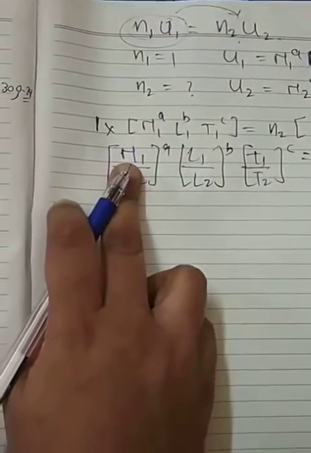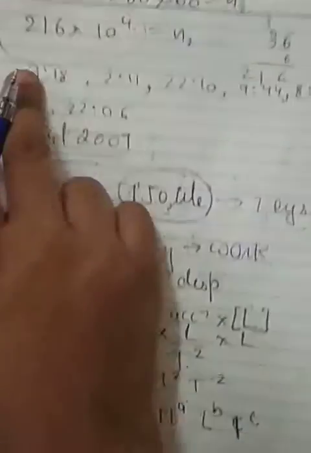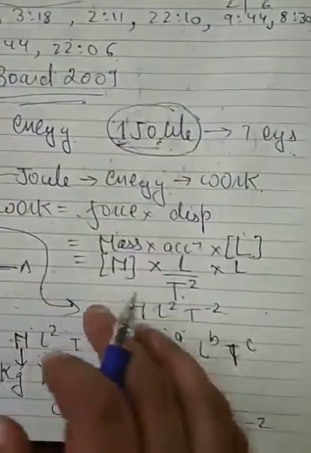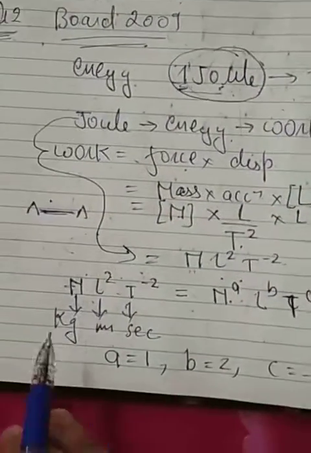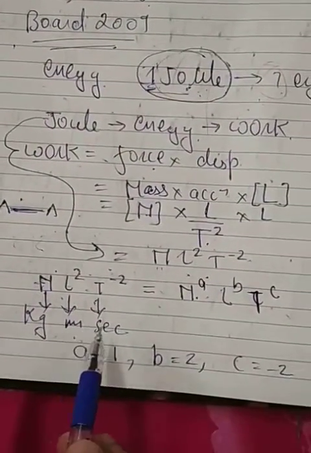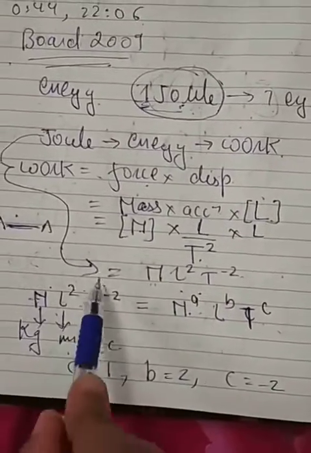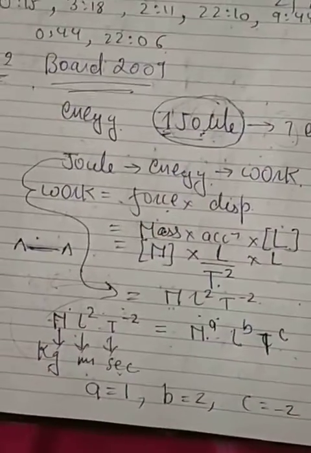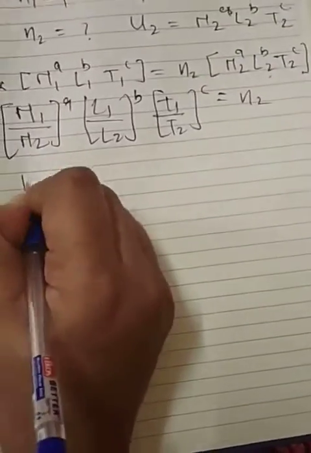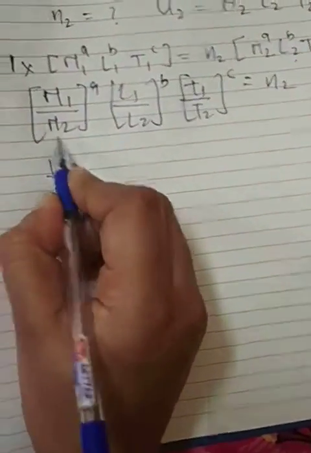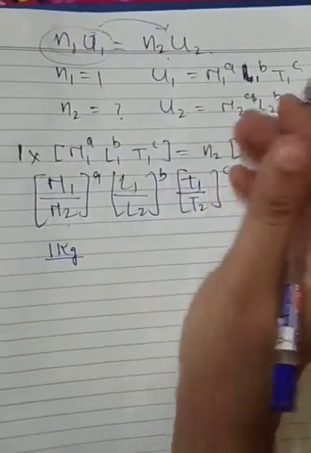Now we want M1. What is M1? For 1 joule, the standard quantity mass is in terms of kg. 1 kg, 1 meter and second to the power minus 2, then we say this is equal to 1 joule. So mass is 1 kg, and here what is my M2?